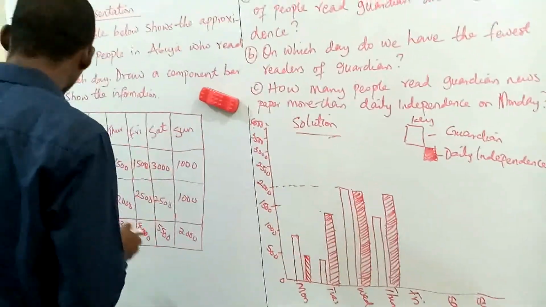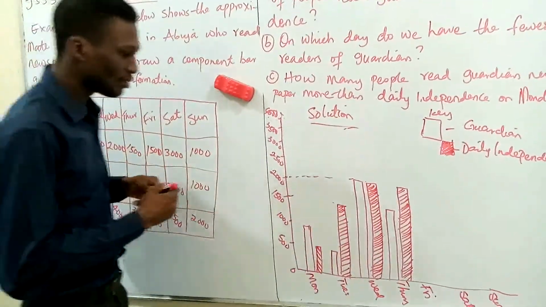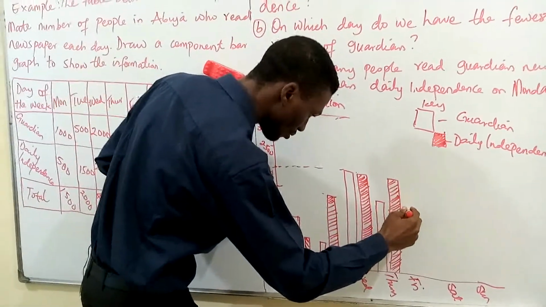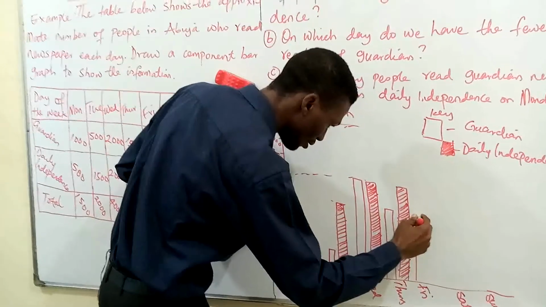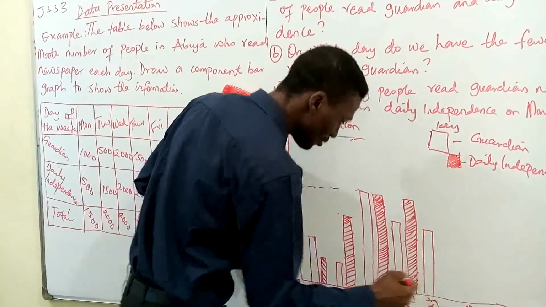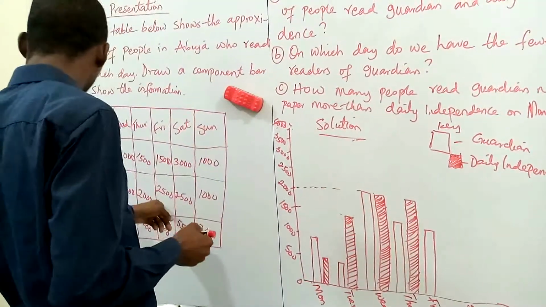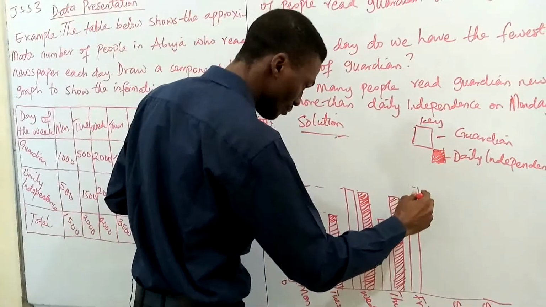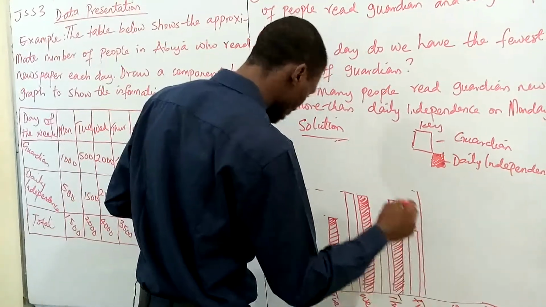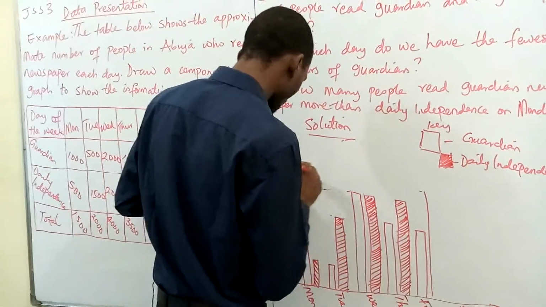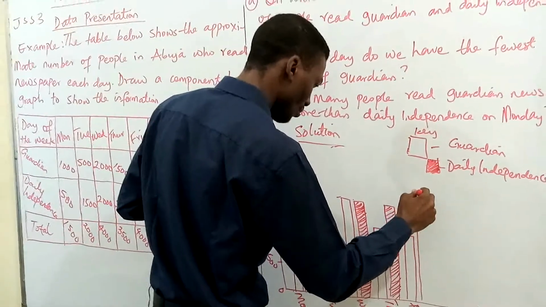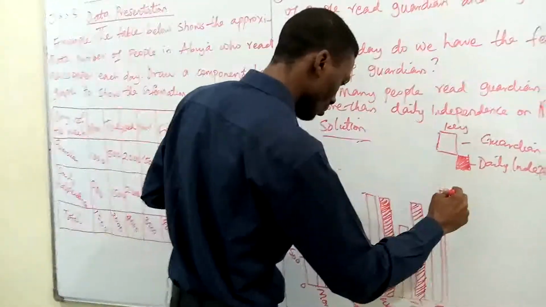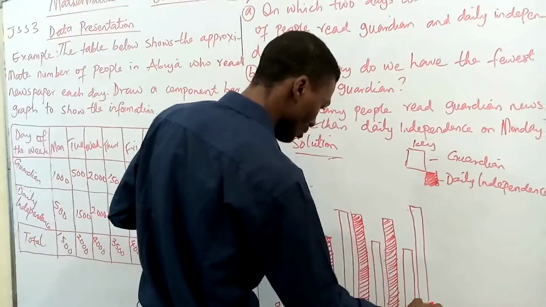For Friday, we have 1,500 Guardian newspaper readers, and 2,500 for Daily Independent, which we shade.